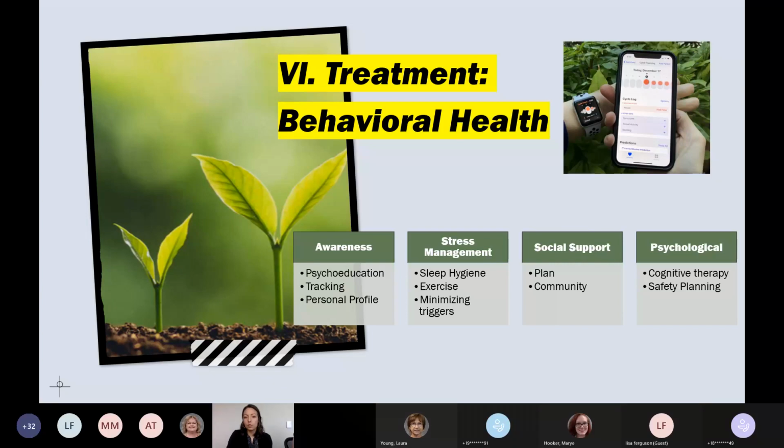Community just refers to there being a wealth of support groups and more emerging every day. Many of them are online that people can get connected to.